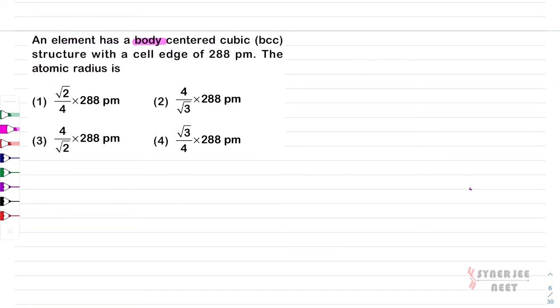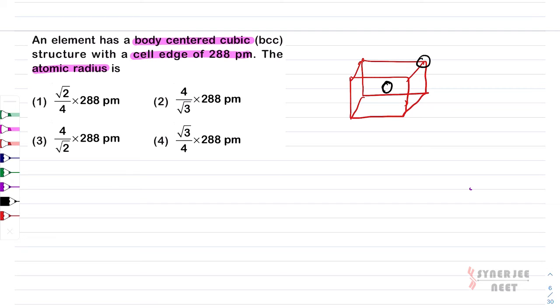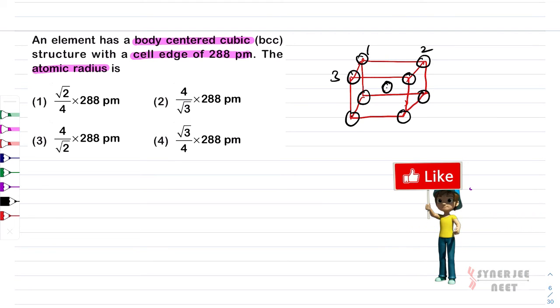An element has a body-centered cubic structure with a cell edge of 288 picometers. What is the atomic radius, they are asking. Now, in body-centered cubic, there is one atom at the body center, and also there are atoms at the corners. The corner atoms: the above 4 atoms, 1, 2, 3, 4. Similarly, the below 4 atoms, 5, 6, 7, 8.